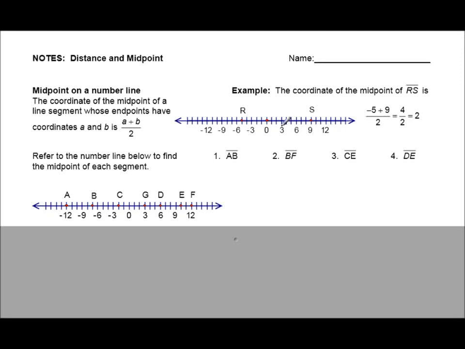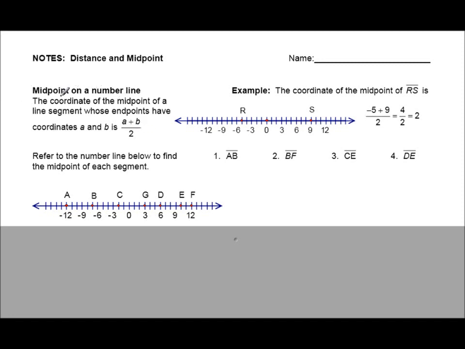So there's two ways that we can calculate the midpoint. One is that if we have the midpoint on a number line, you guys are familiar with the number line, then we would use the formula a plus b divided by 2. And that just means you take your 2 points that you're given, divide them by 2.